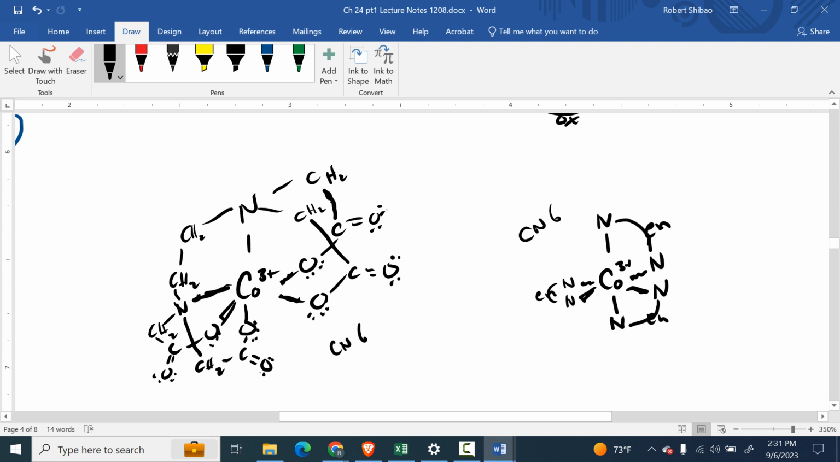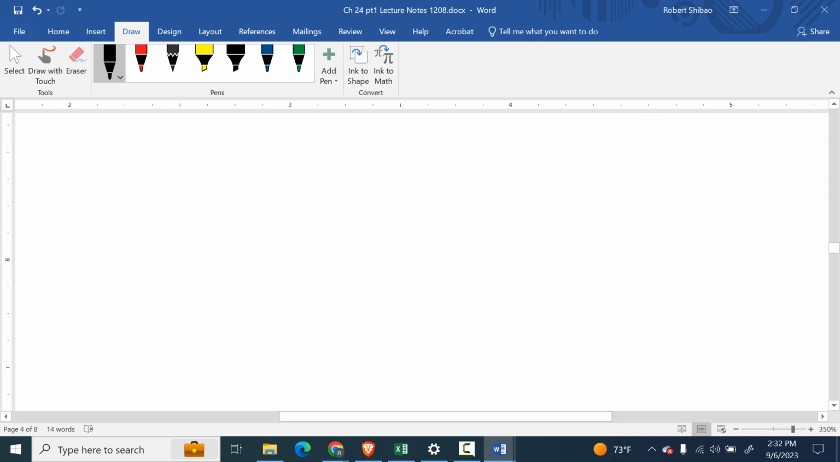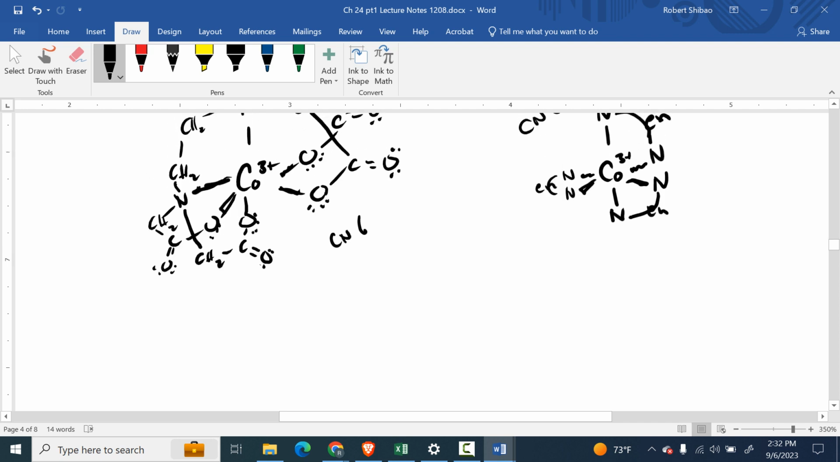Sorry, what does that say, connecting the nitrogen to nitrogen? En. En is the abbreviation for ethylene diamine.